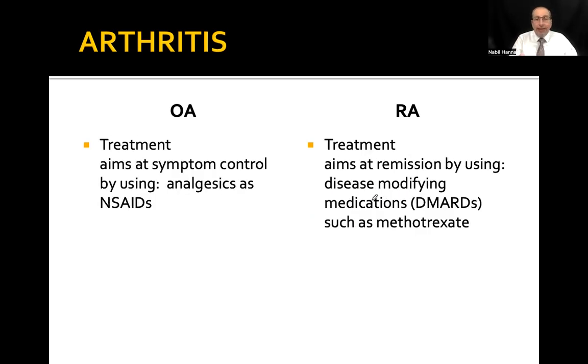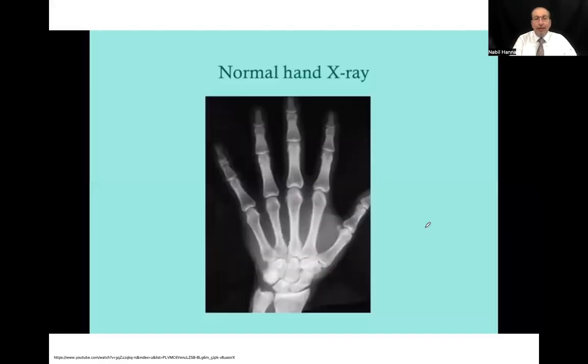Because osteoarthritis has minimal inflammation, the treatment is just simple analgesics like acetaminophen. Whereas in rheumatoid arthritis, acetaminophen does not work because it has no anti-inflammatory effects. So we need something like NSAIDs for the symptoms, but we need potent immune modulators because it's an autoimmune condition. So we use what's known as the DMARDs, the disease-modifying anti-rheumatoid arthritis drugs, like methotrexate.